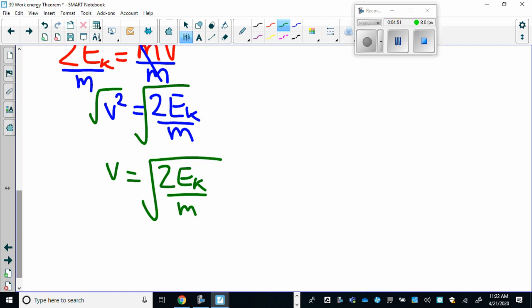The square root of 2 E_K over m. That is a formula you may want to memorize because it's quite common in the Physics 20 and 30 curriculum. And once we've got that formula, we just need to plug in the numbers.